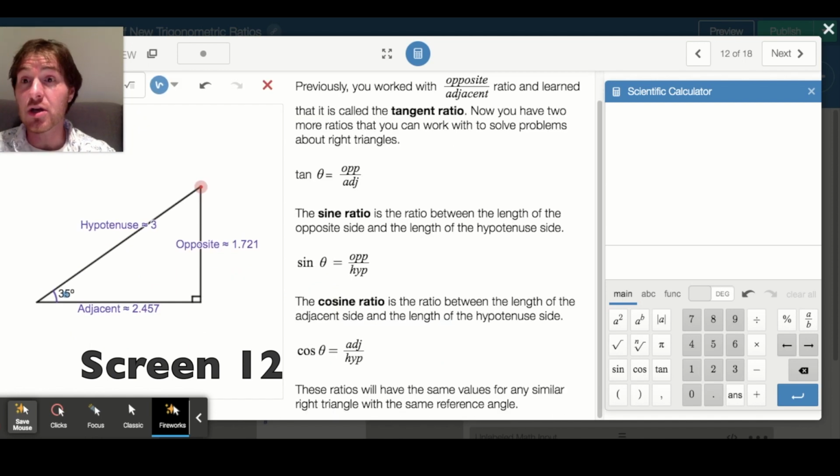The cosine ratio, okay? Sine is this over that. Cosine is going to be this over that, a different thing here. The cosine ratio is the ratio between the length of the adjacent side and the length of the hypotenuse side. There it is. Cosine is adjacent over hypotenuse, or CAH. C, cosine. A, adjacent. H, hypotenuse, okay?